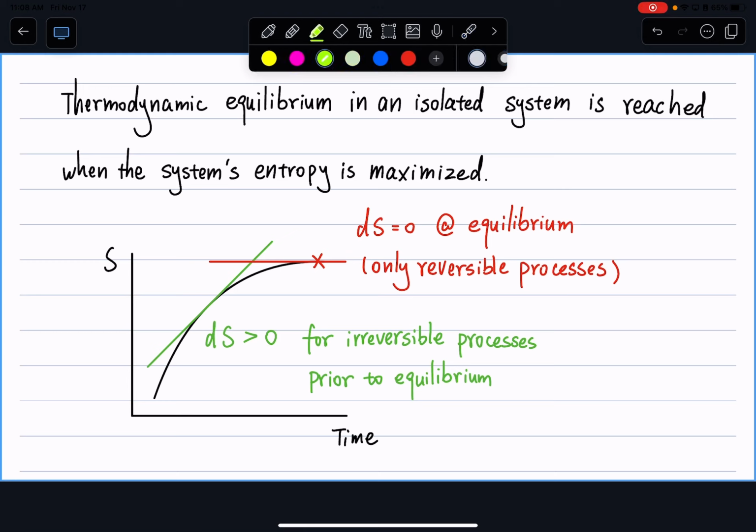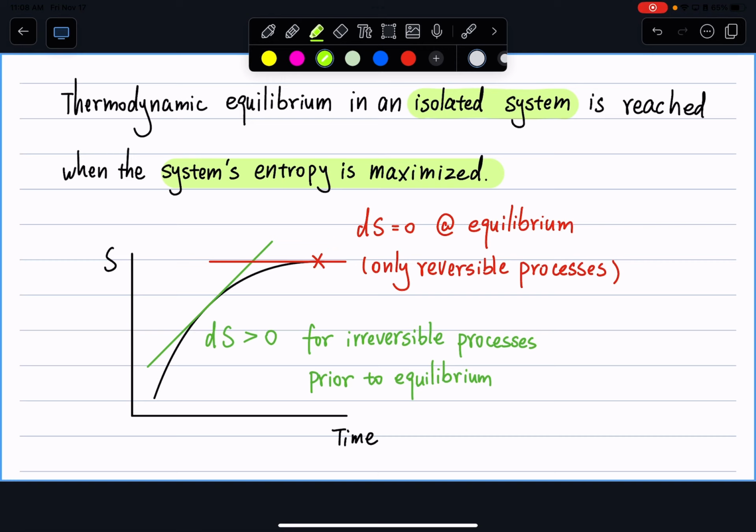And again, when reading it, we're saying the thermodynamic equilibrium of an isolated system is reached when the system's entropy is maximized. Or vice versa, when the isolated system's entropy is maximized, we say that system has reached the thermodynamic equilibrium in an isolated system.